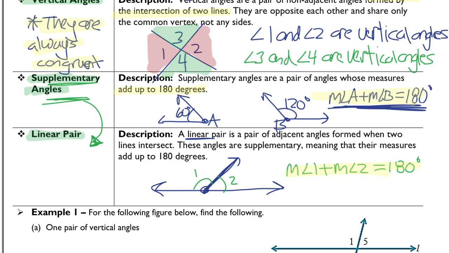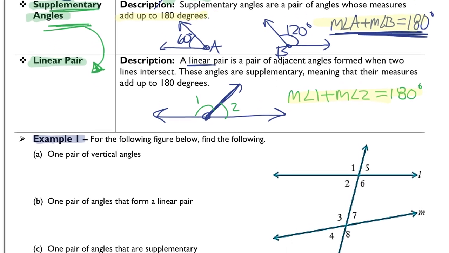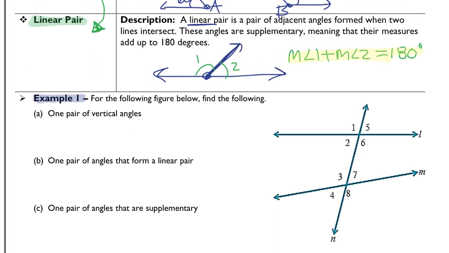So let's go ahead and highlight example 1 in blue, because we highlight all of our examples in blue. And let's go ahead and just try a couple, and then I would like you to find a few more on your own. So we're going to name one pair of vertical angles, and there are a lot of vertical angles here. So let's go ahead and just pick angle 1 to begin with.